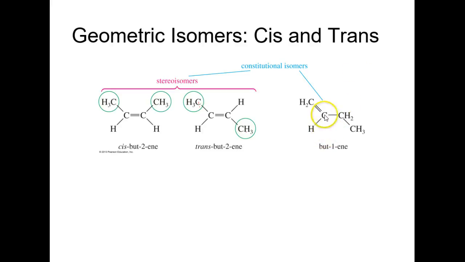This compound is a constitutional isomer because your double bond now is on the first 2 carbons. This is not the same molecule as this. And notice I do not have cis and trans here because this carbon right here has 2 of the same groups. You have to have 2 different groups. It doesn't matter which side the hydrogens are on, it's the same molecule. So you don't have a cis and trans on that molecule, but you do because you have non-hydrogen groups in these spots.